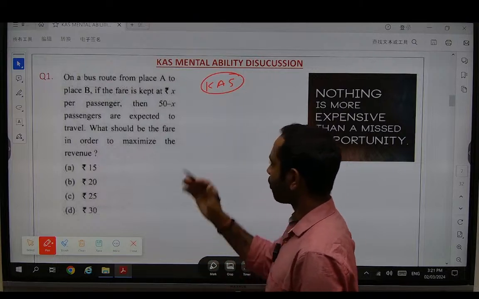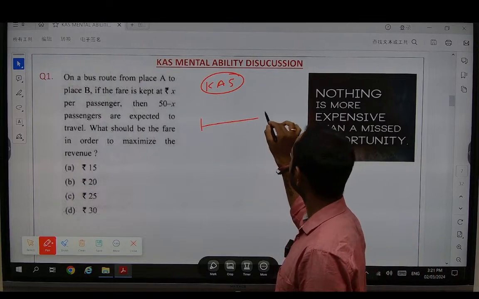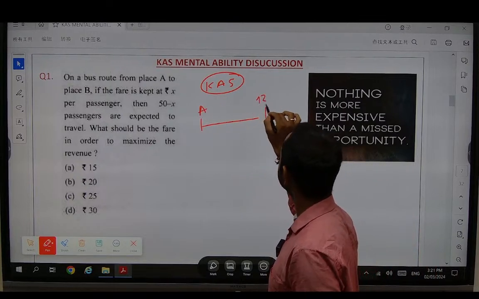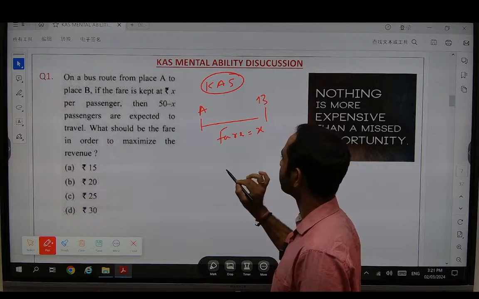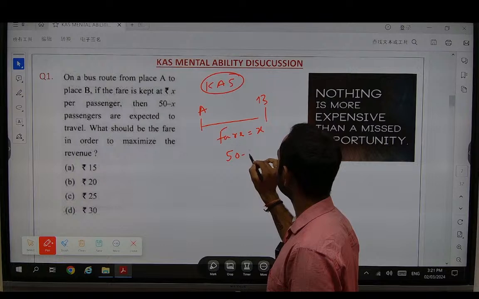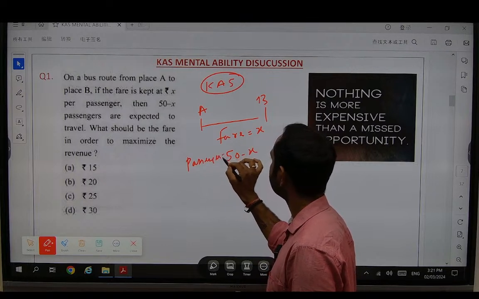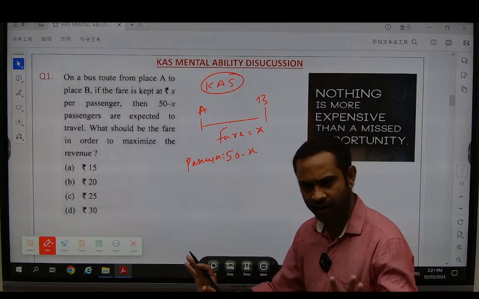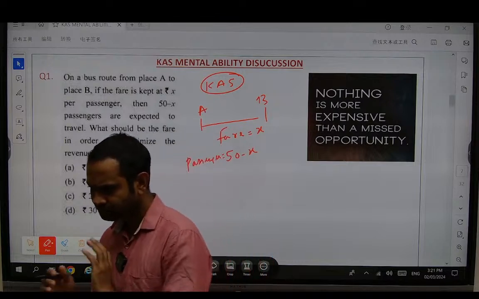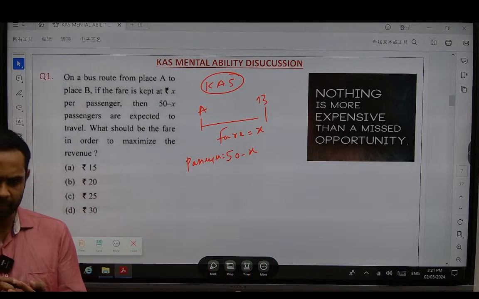Now, on a bus route from place A to place B, if the fare is kept X per passenger, then 50 minus X passengers are expected. So the number of passengers is 50 minus X. Then what should be the fare in order to maximize the revenue, right? You might feel this particular problem is tough, right?